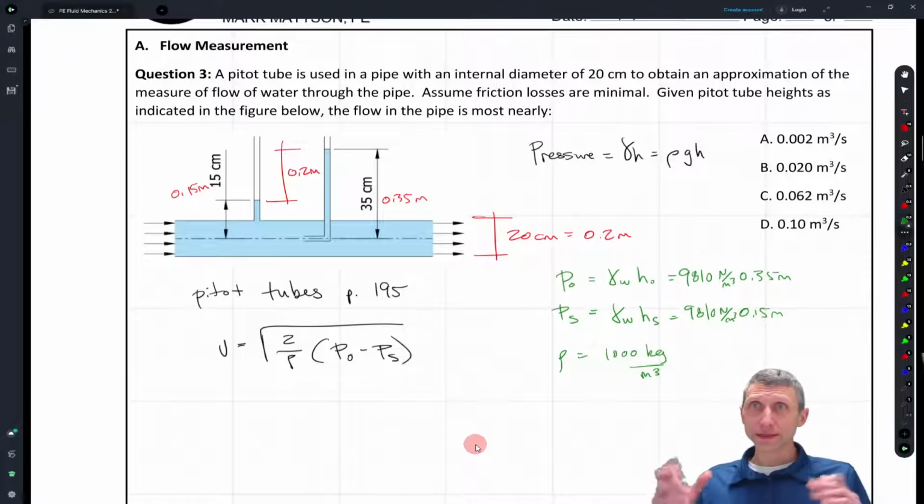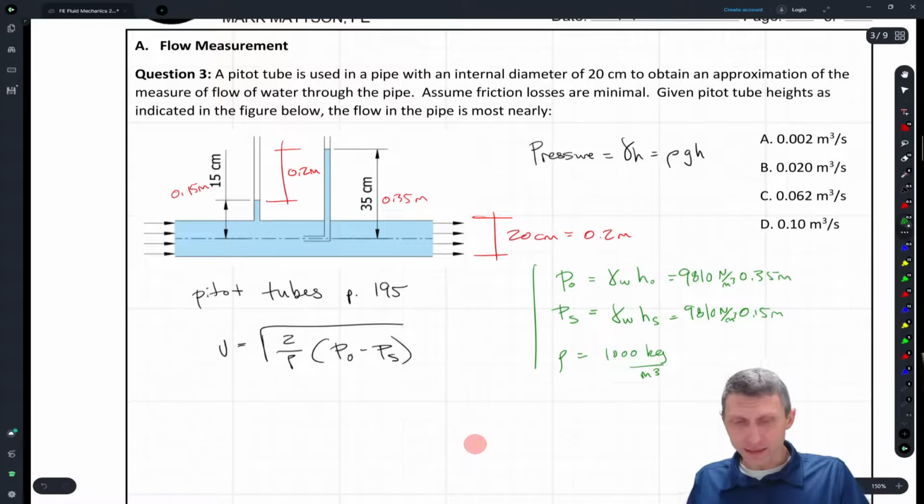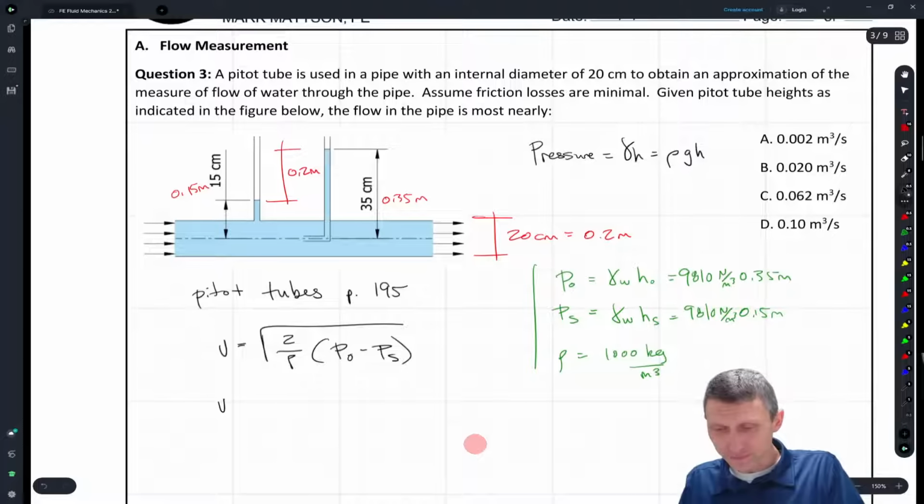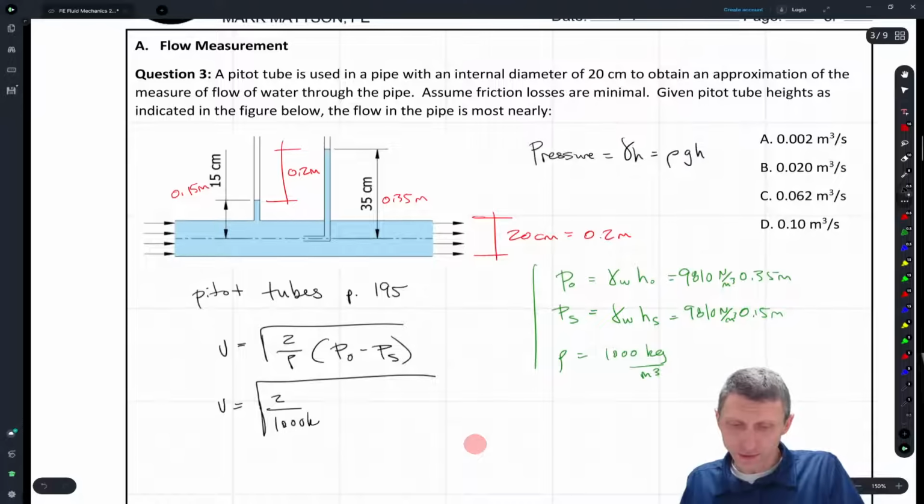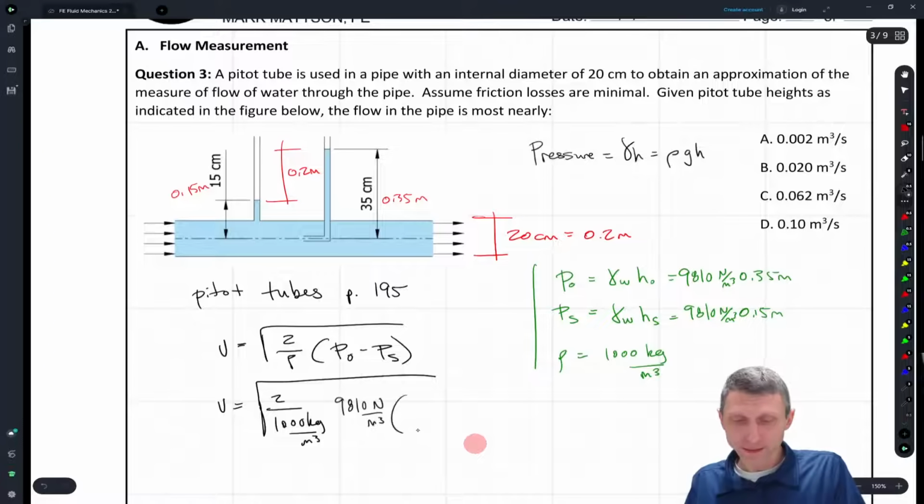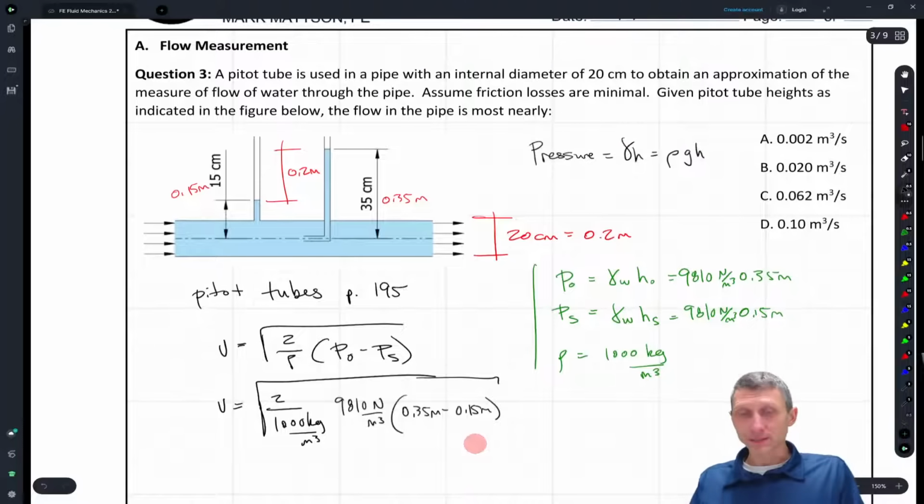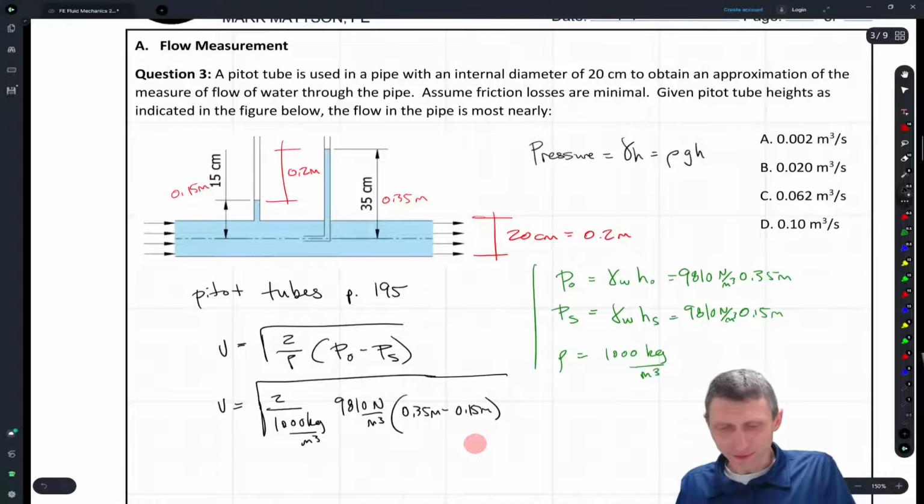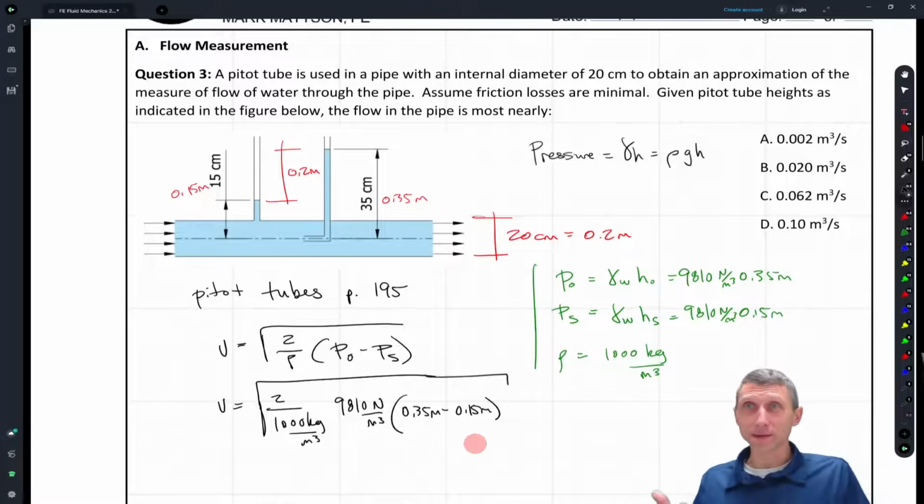Okay, so I wanted to show you where they are, but let's just substitute in now. What we get here is a velocity equal to the square root of 2 over rho, which is 1,000 kilograms per cubic meter, times, I'm going to pull out gamma water, 9810 newtons per meter cubed, times our 0.35 meters minus 0.15 meters. So that's kind of like our delta H, and if that's our delta H, we can come up with a velocity.